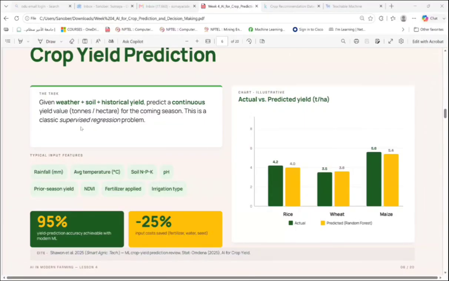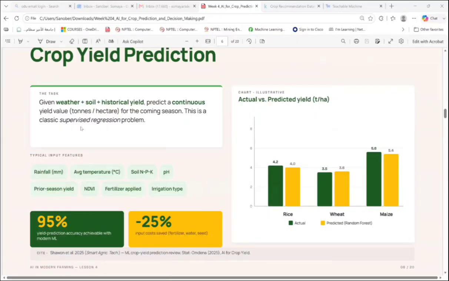Now let us try to understand with the help of an example. Suppose we have two farmers, farmer A and farmer B. Farmer A receives sufficient rainfall and has balanced soil and nutrients. Farmer B experienced low rainfall and has poor soil nitrogen. Even before the harvesting, the machine learning model may predict that farmer A will produce a higher yield because of sufficient rainfall and balanced soil nutrients.